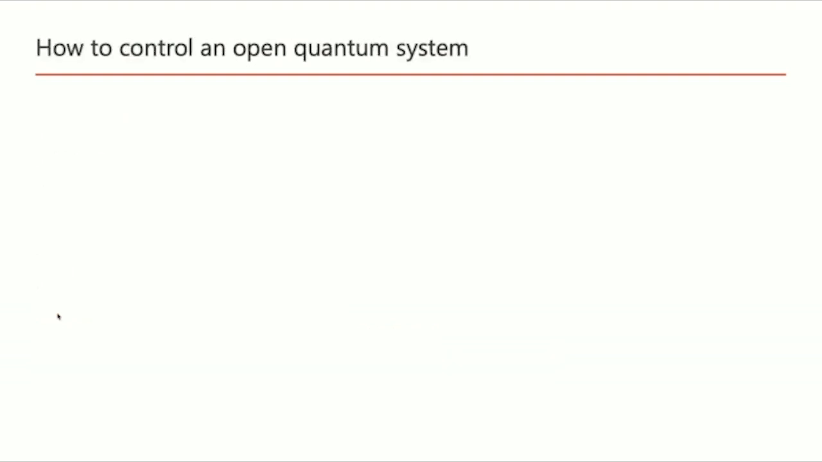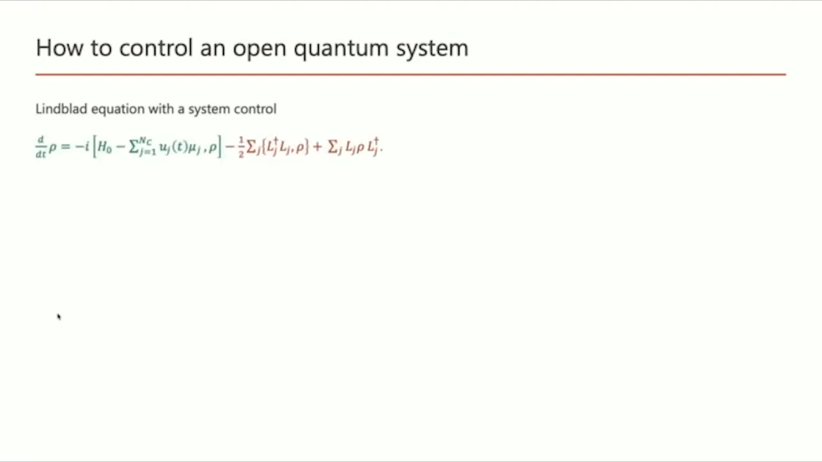All right, now to look at a specific scenario, we're going to look at an open quantum system in the Markovian regime. And in this regime, a universal description is the Lindblad equation. And so what you're looking at here is the dynamics of the density operator. Now, if you look at just the first part of this, this is nothing but the von Neumann equation. All right, and what this u_j(t) is, it represents a control variable. So you can think of the μ_j as a dipole operator.